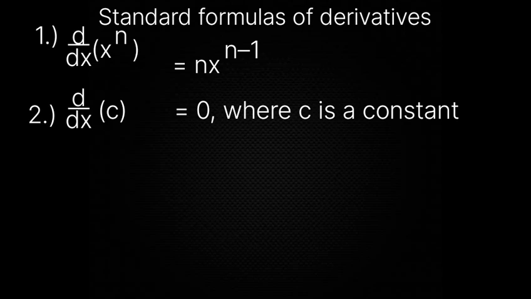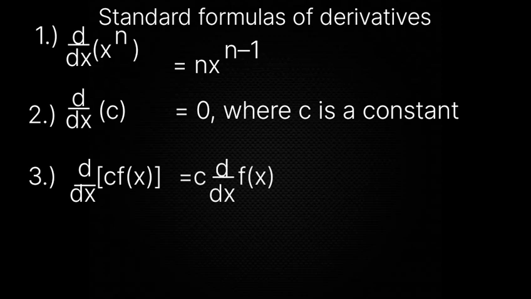Next is the constant rule, which states that the derivative of any constant value like a fixed number is simply 0, because constants do not change. If you have a constant multiplied by a function, the rule is easy. You just take the constant out, differentiate the function itself, and then multiply them back together.